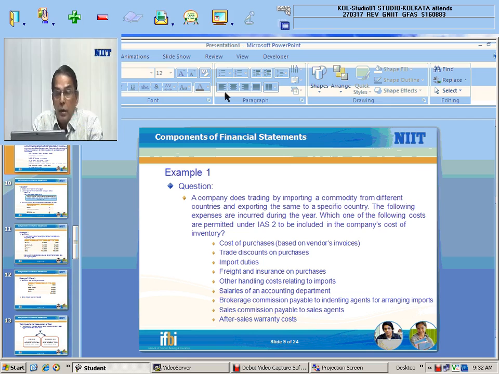So cost of purchase, trade discount on purchase, import duties, freight and insurance on purchase, other handling costs relating to imports, and brokerage commission payable to indenting agents for arranging imports. These are the expenses which can be considered for arriving at the inventory cost. The other items, salary of the accounting department, sales commission payable to sales agent, and after sales warranty cost, will be excluded, not considered for arriving at the cost of the inventory.